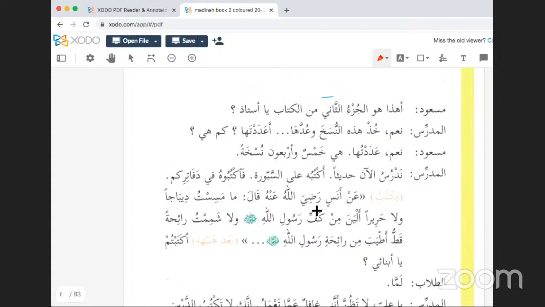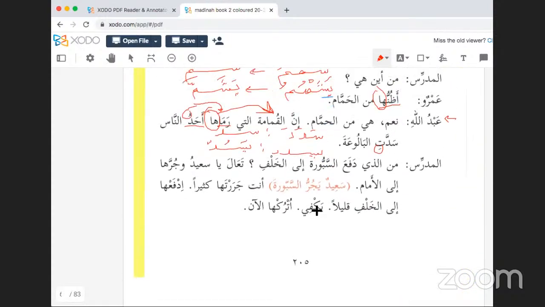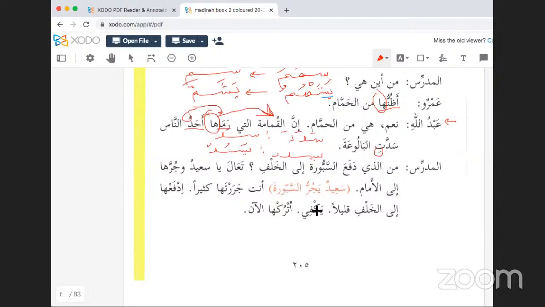Then the mudarris, he said, Man alladhi dafa'a as-saburata lil khalfi ta'ala ya Sa'idu wa jurraha ila al-amami. سعيد يجر السبورة. Jarra yajurru. Yeah, this means to drag or to pull.